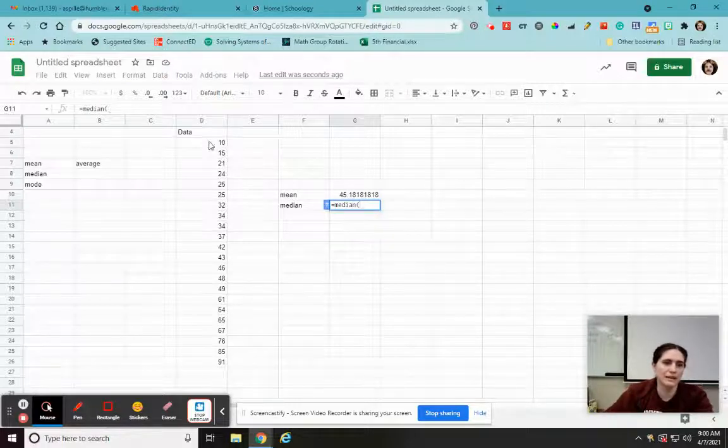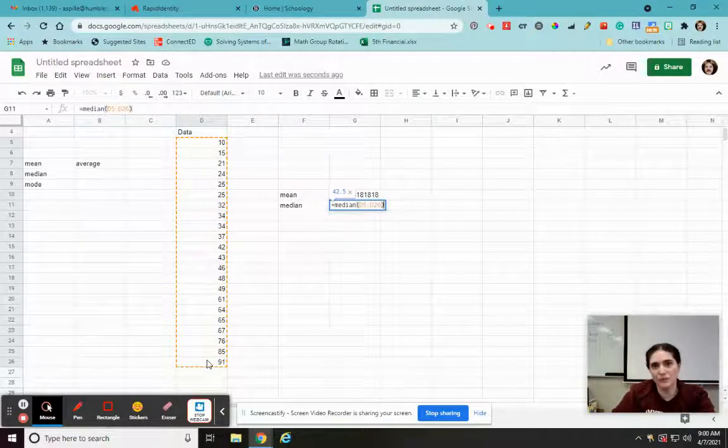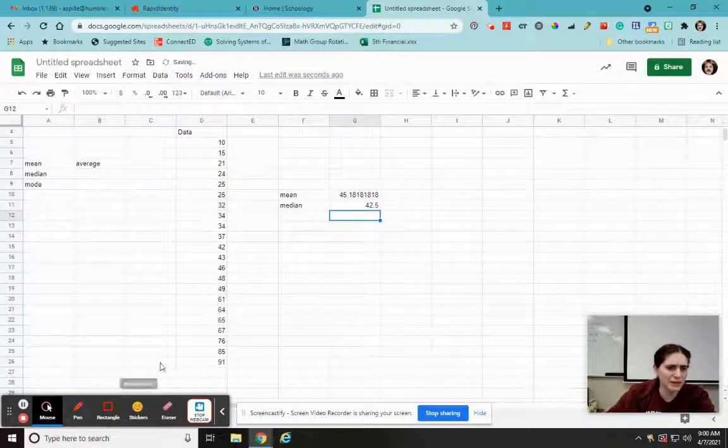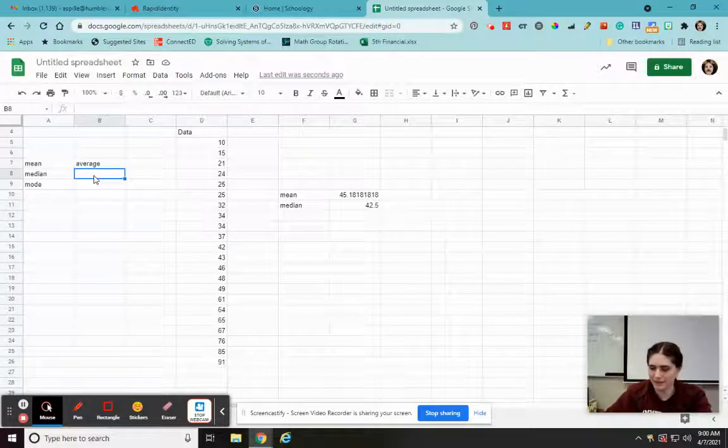So again, I'm going to highlight my data. Luckily, Excel and Google and Apple Numbers all have these formulas built in. Hit enter. So my middle one is right in here. Notice it says 42.5. In this case, I have an even number of terms. So my middle one was between these two. So what it did is it took the average of those two. If I had had one more term, it would have taken the middle one. Okay, so this is the middle value.